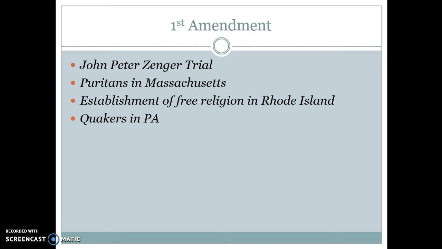Related to the religion piece, Puritans in Massachusetts, Quakers in Pennsylvania, all set this standard for not having a state religion. And of course, in Rhode Island, there was the establishment of free religion. So these were all sort of the historical precedents for this particular amendment.